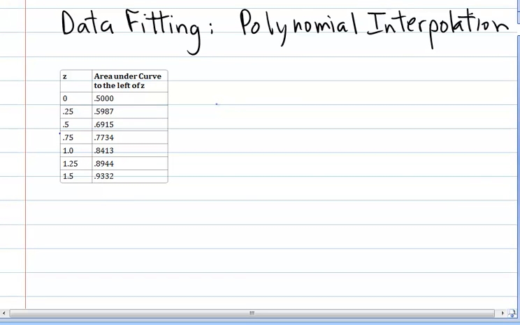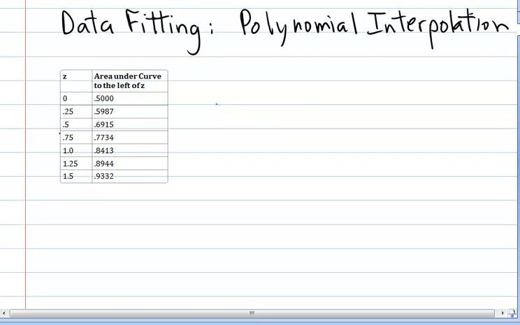The first section of the data fitting unit is polynomial interpolation. Here we want to find a model so that the data points lie right on the graph of the model. We want an exact fit here. The example shows a table of values, and these happen to be areas under the standard normal curve to the left of different values of z.